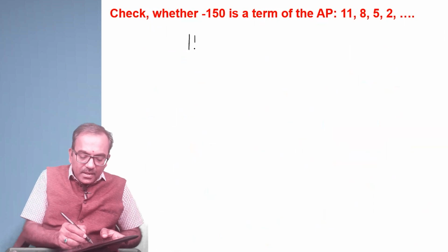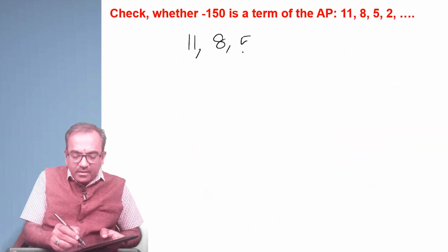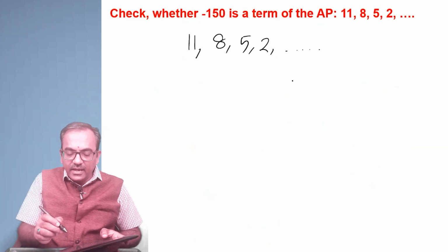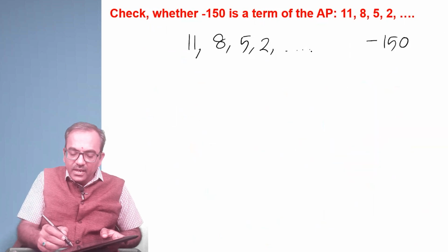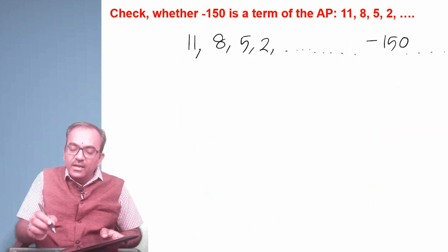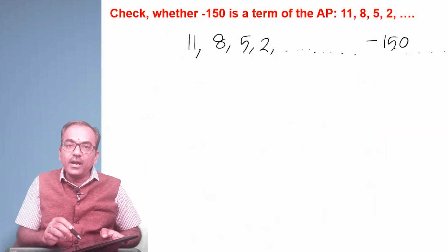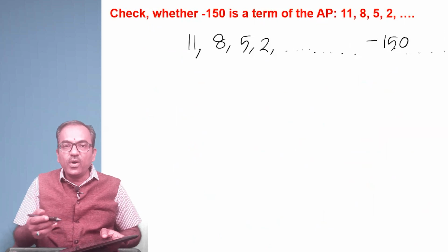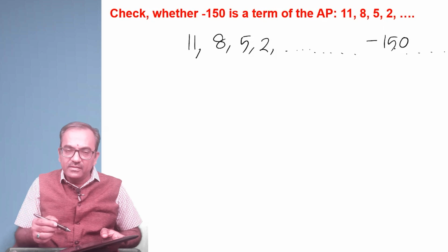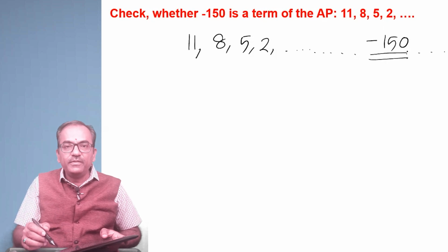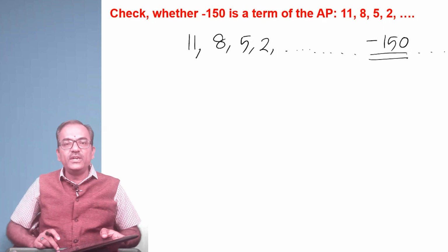See, there is an AP 11, 8, 5, 2 and so on. We need to check whether minus 150 is placed somewhere here or not. We are not sure whether minus 150 is a part of this sequence. That is what we are supposed to determine. If it happens that minus 150 is a part of this sequence, then this minus 150 should sit on a particular seat number, which we call n.